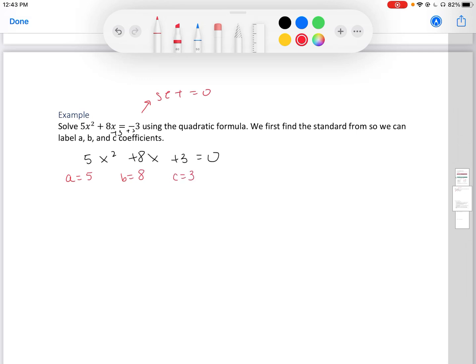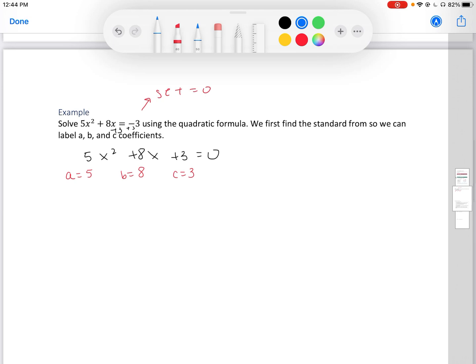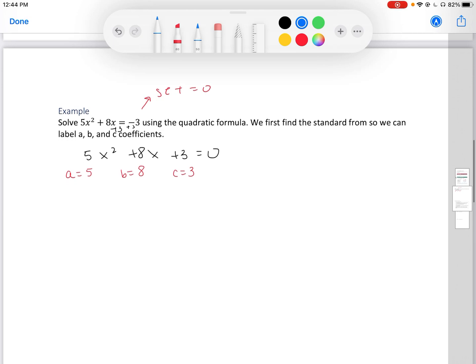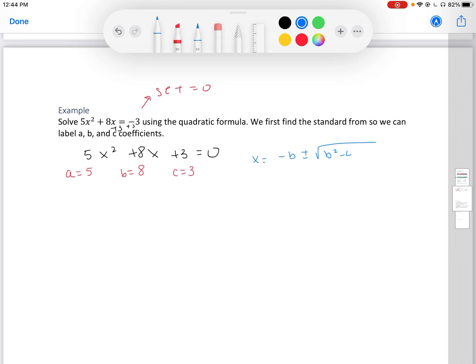Now why do I need them? I need them because I need to use my quadratic formula. Now every time you use it, write it down. It'll help you remember. So that we have x is equal to negative b plus or minus the square root of b squared minus 4 times a times c all over 2 times a.